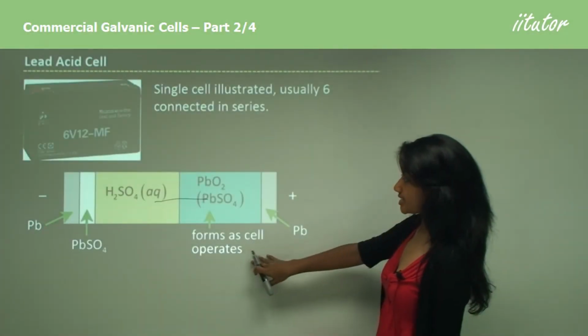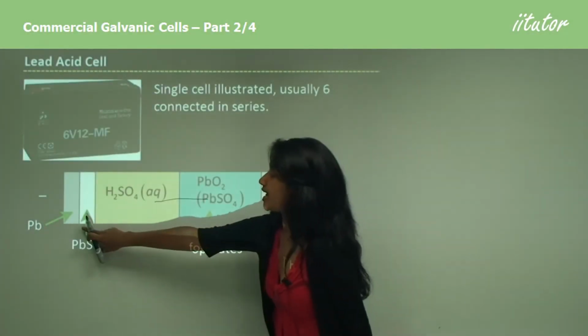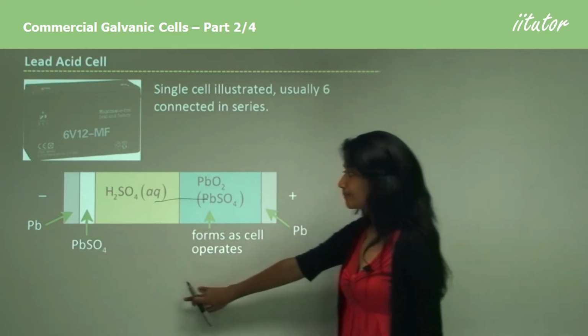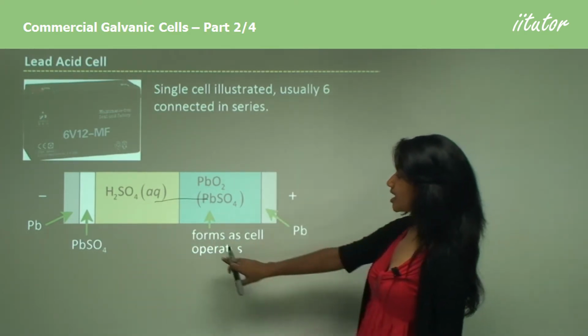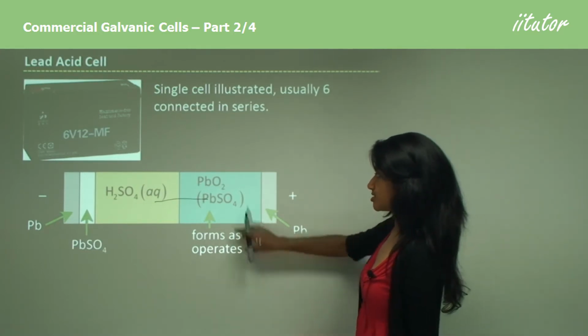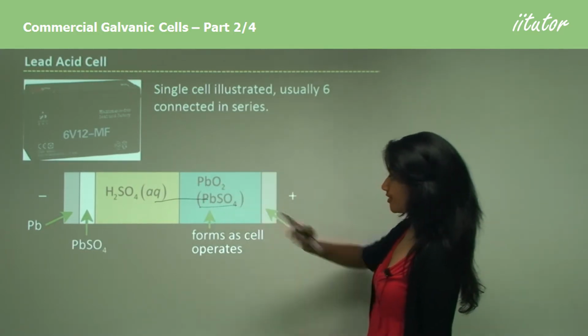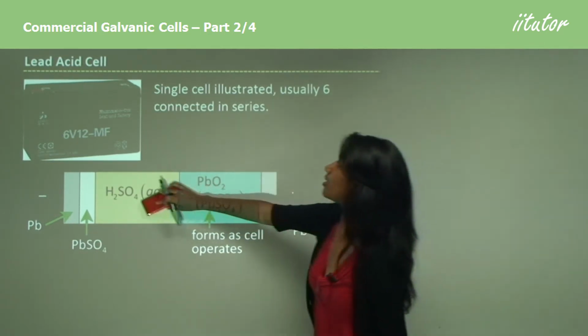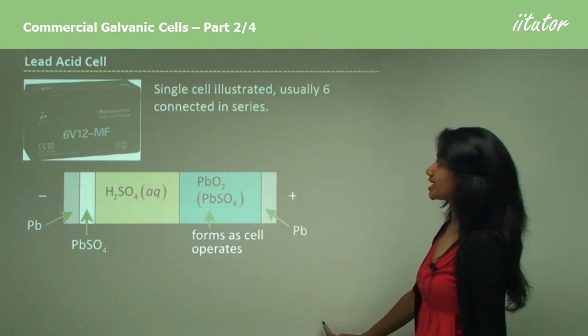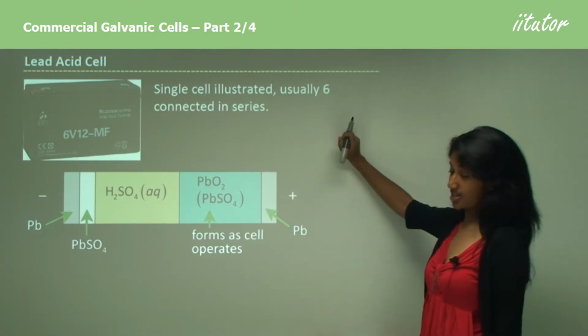Here we have the lead acid cell. There's the lead and the lead sulfate, and also we have the lead cathode here. Lead sulfate forms as the cell operates. So this lead sulfate here forms as the cell operates. The single cell illustrated is usually connected to 6 others in series.